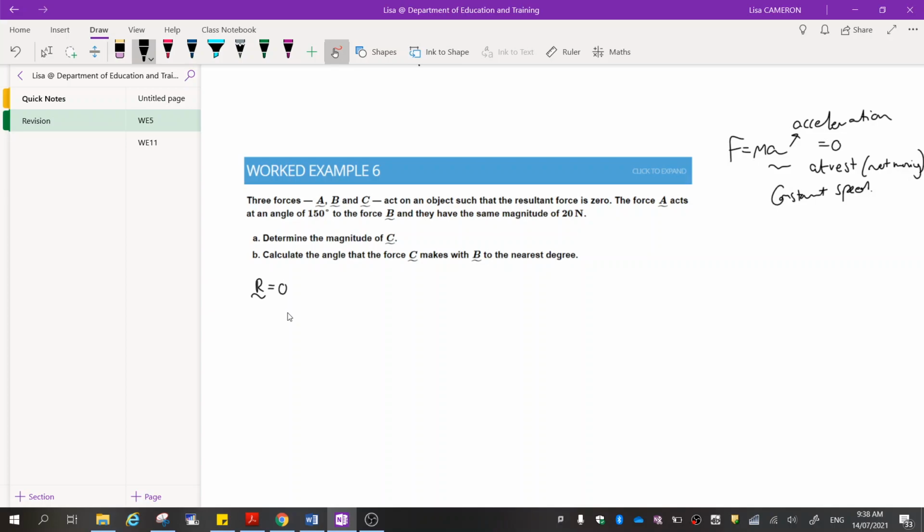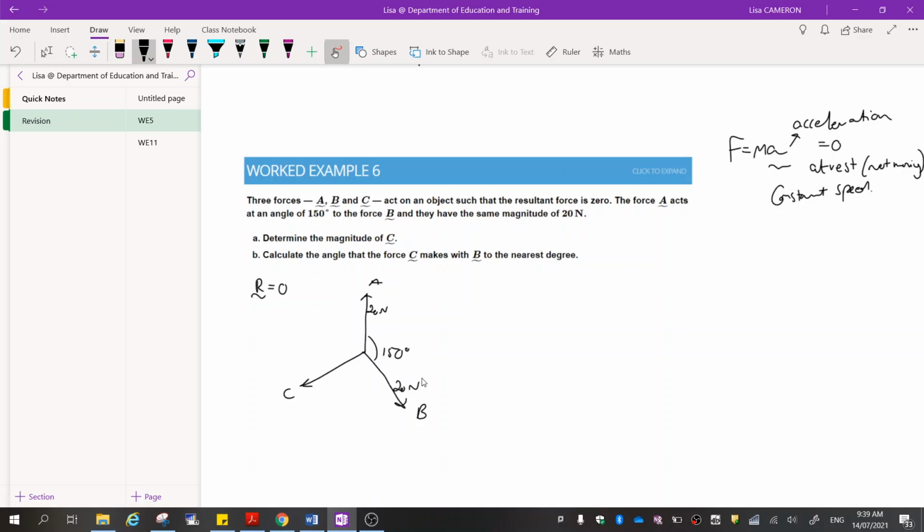Okay, so resultant force equals 0. The force A acts at an angle of 150 degrees to force B. So I'm going to do this one straight in the air. It doesn't matter where you start. The only thing that matters is that the angle in here is 150 degrees. This one is A, this is B, so C is going to be somewhere over here. Now, if you do this in a different way, if you do A, B, your angle in here is 150, it won't have any effect. Okay, so next thing, A and B both have a magnitude of 20 newtons.